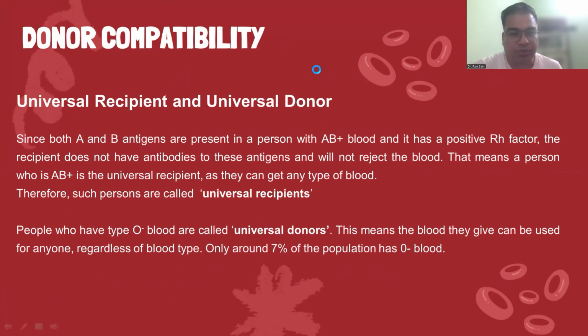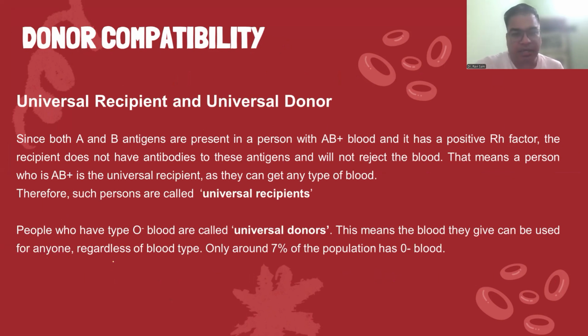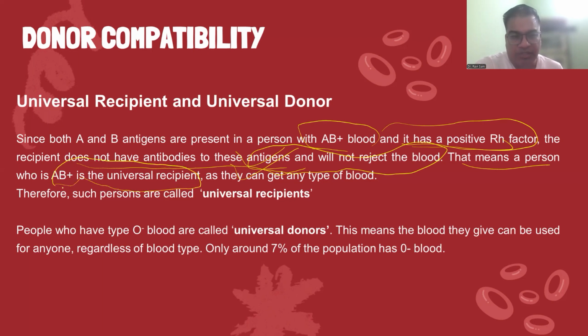The universal recipient and universal donor. Both antigen A and antigen B are present in a person with AB positive blood group, and if the Rh factor is also positive, the recipient does not have any antibodies to these antigens, so the blood will not be rejected. This means a person having AB positive blood group is considered the universal recipient. It is quite simple to understand.